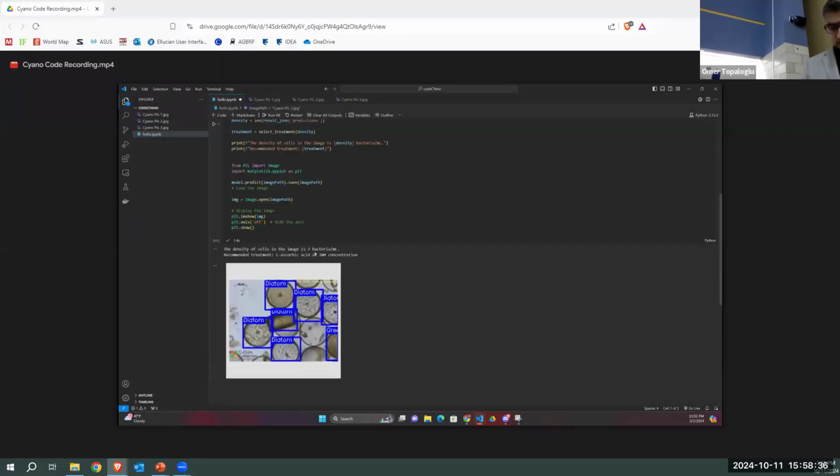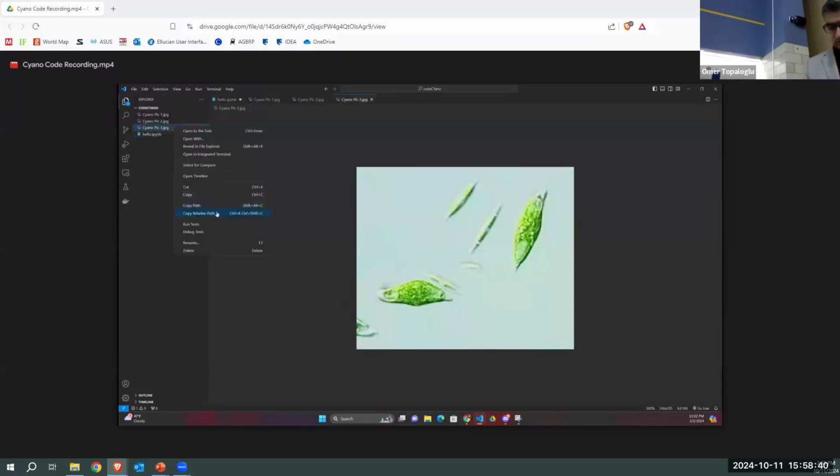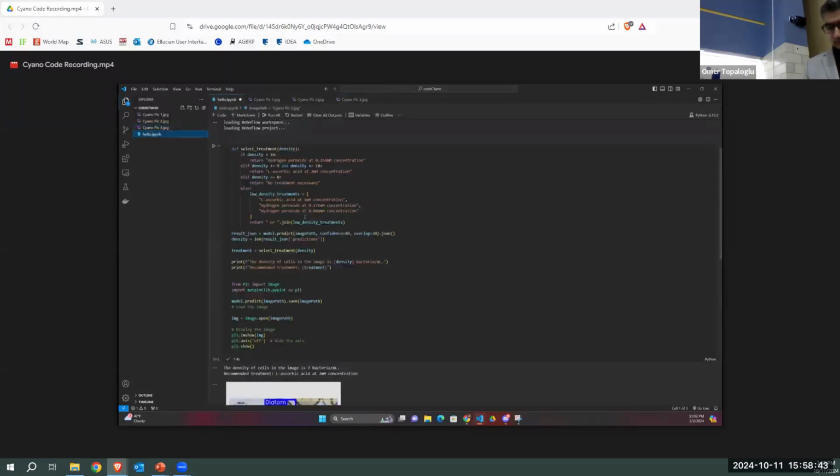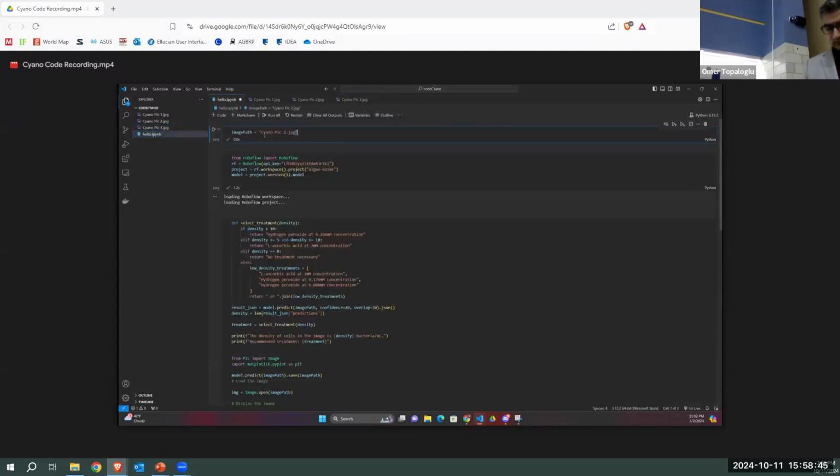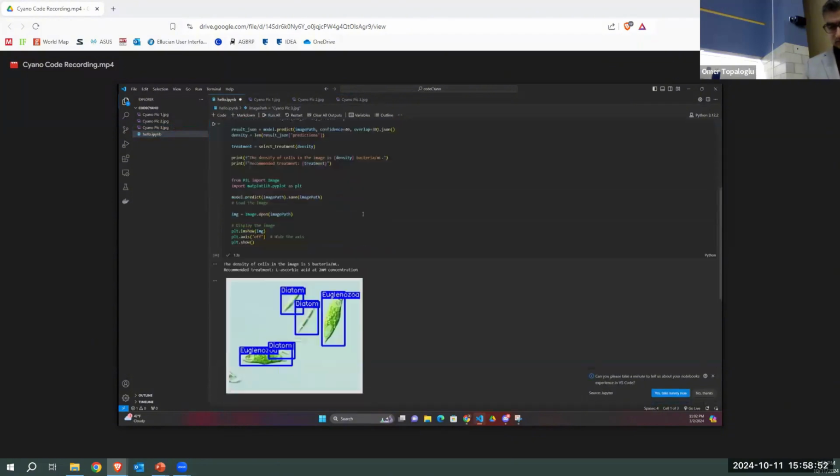So we're running this algorithm, and you can see it identifies most of them correctly. If they are overlapping one another, it's more difficult for it to identify correctly. But generally, we have good accuracy and precision, especially since we can identify five different classes.